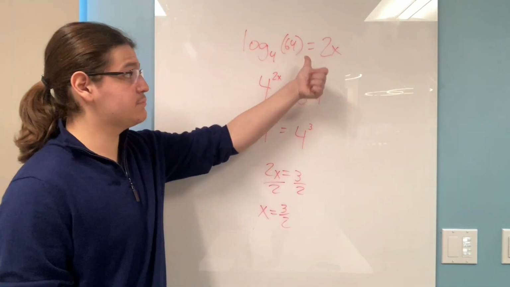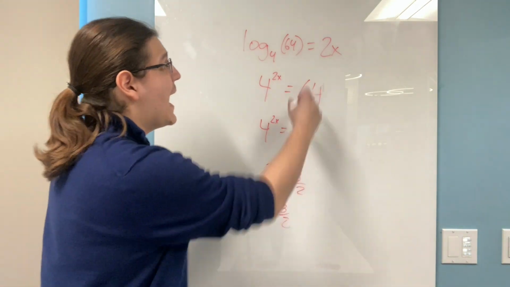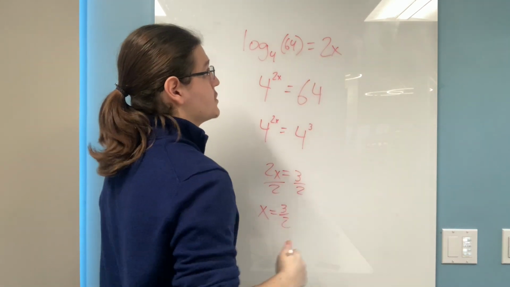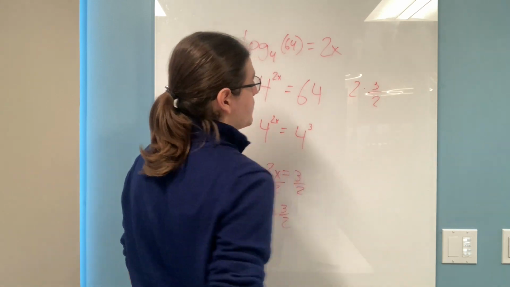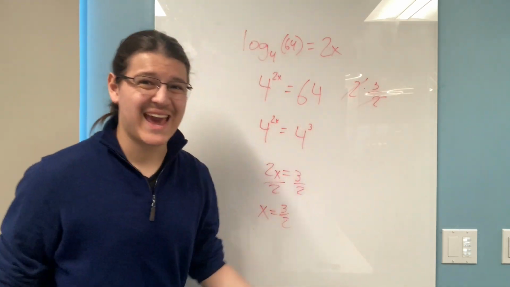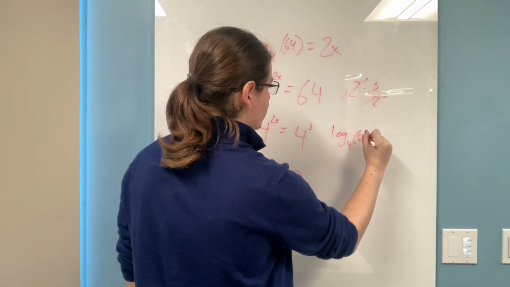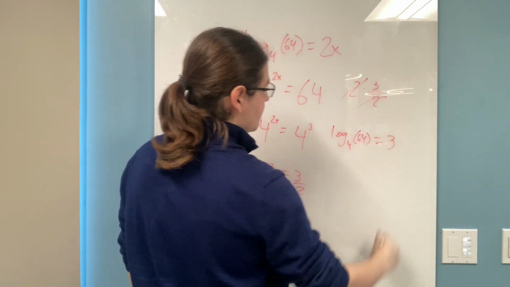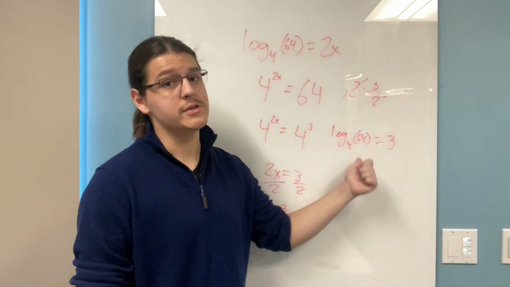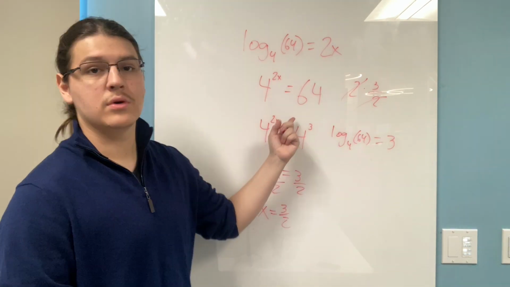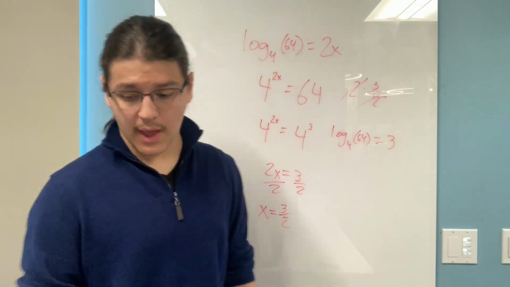Now, clearly, let's plug this back in the equation and see how it goes. x is 3 over 2. If we had 2 times 3 over 2, the 2's would just cancel, meaning that the question would just be log base 4 of 64 is equal to 3. Saying 4 to the third power is equal to 64, which we just found out. Boom. Exponents.